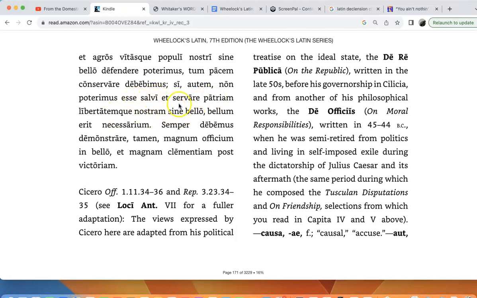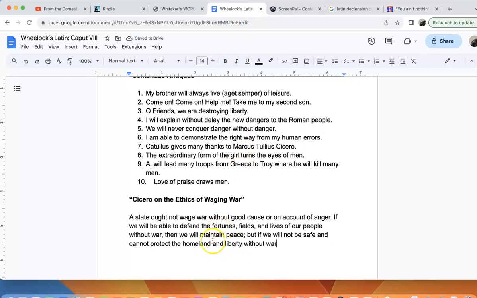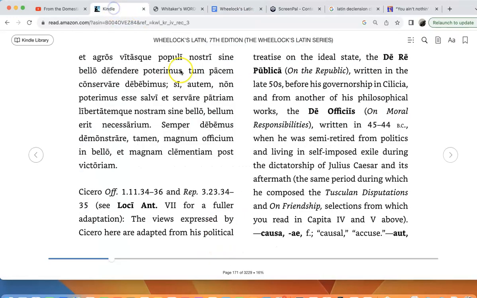So if we will not be safe and once again, English probably is going to say cannot, and cannot protect the homeland and our liberty without war. English is probably going to say, but if we cannot protect our people and liberty without war. But the Latin here doesn't say people, it says patria, which means fatherland or country.